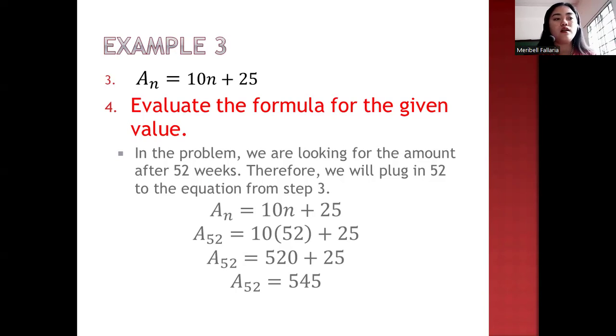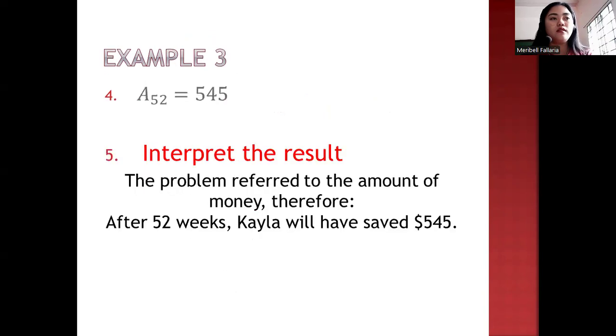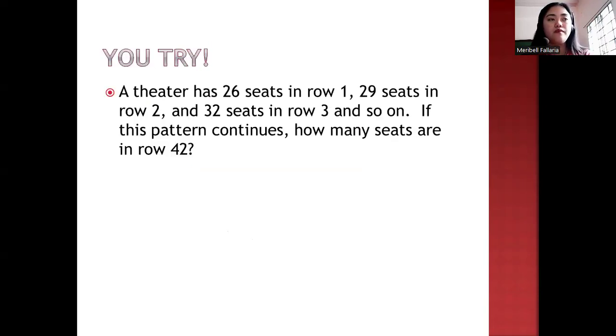Okay? So, given 52 weeks or 1 year, we get $545. So, interpret or solve the problem, referring to the amount of money: therefore after 52 weeks, Kayla will have saved $545. Okay? And now, you try.